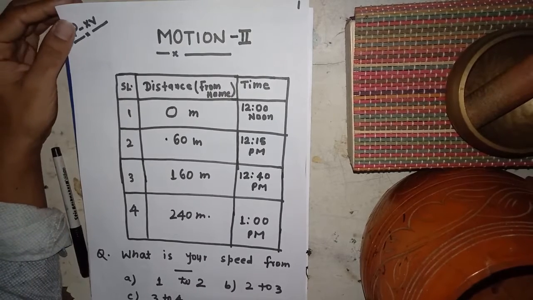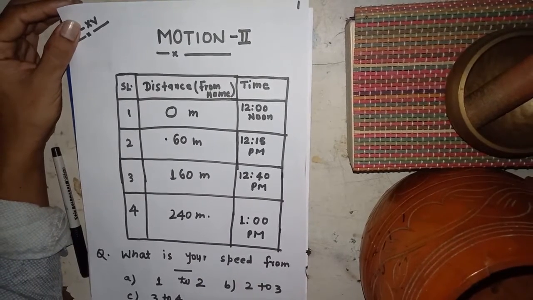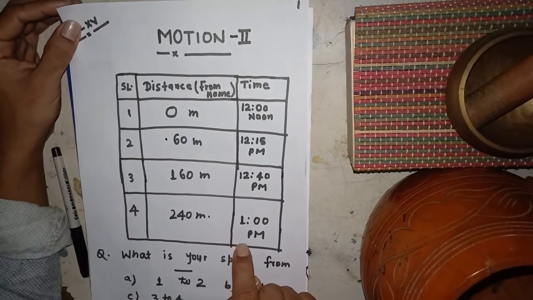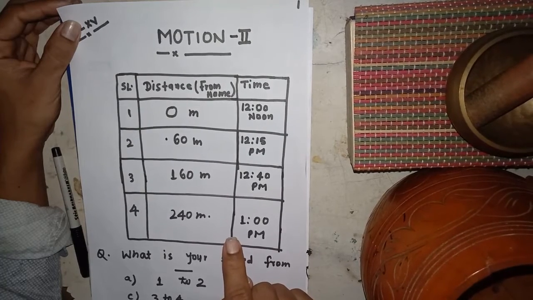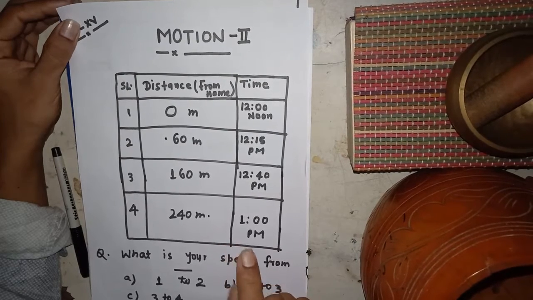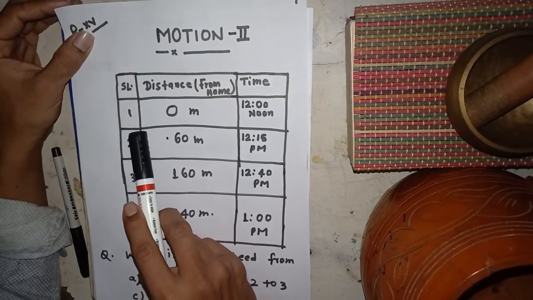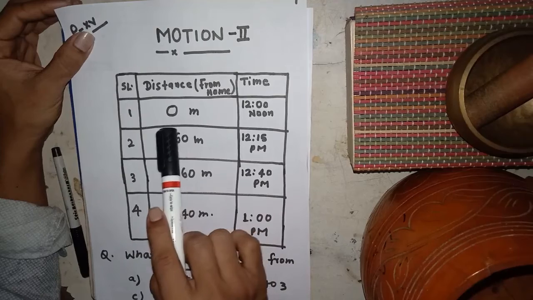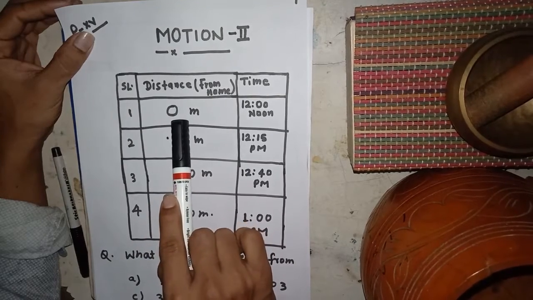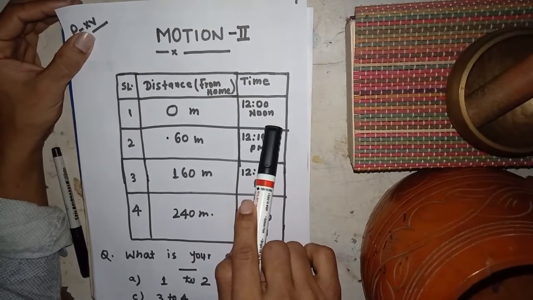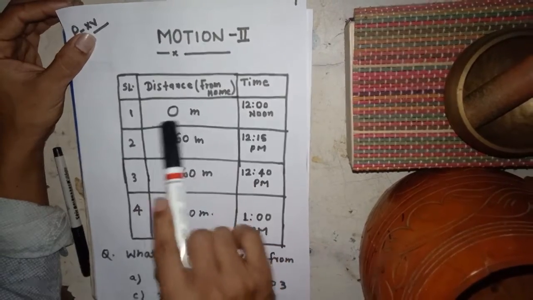Now here, this is a chart. This chart is prepared from the data collected by an event in which a man walks from his home at 12 noon. He starts at rest.